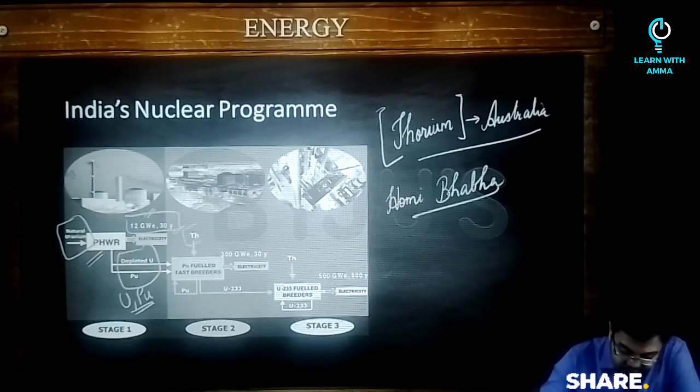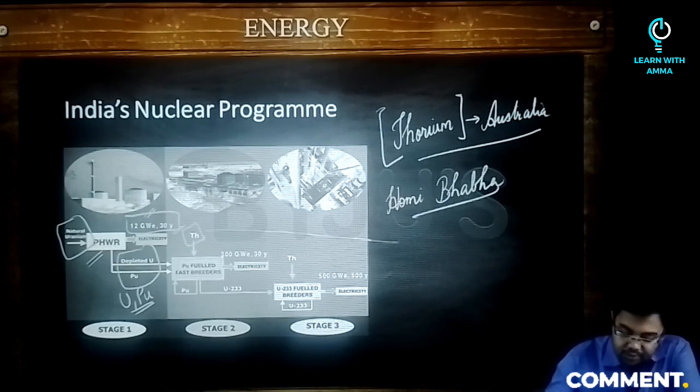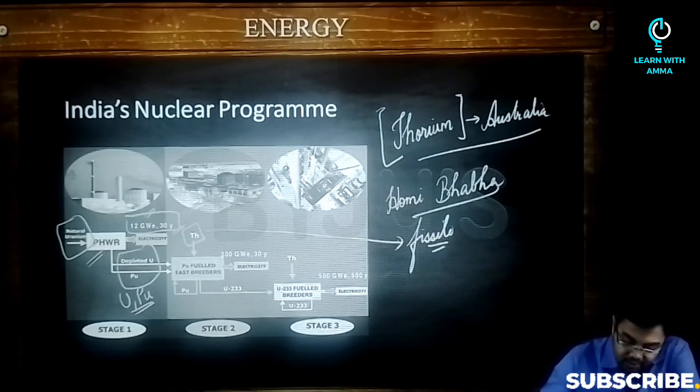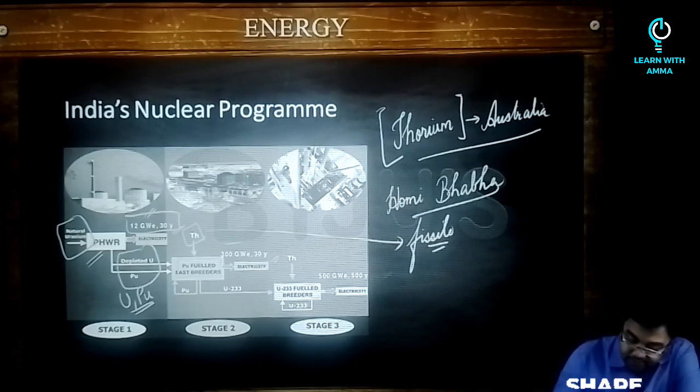Now here for the first time we will introduce thorium, so that now we will start making it fissile. Since these are fast breeder reactors, here also you will have a production of electricity, that is 300 gigawatt over 30 years of time.